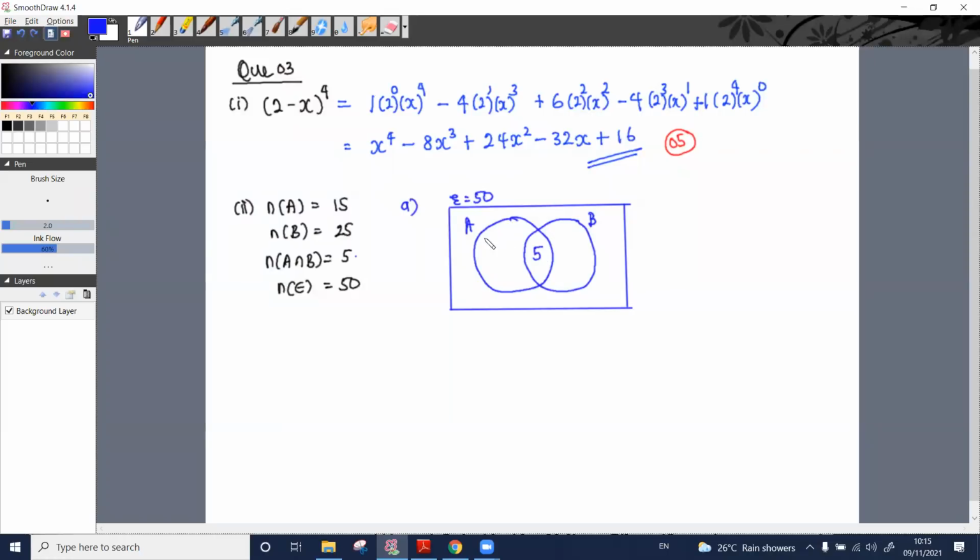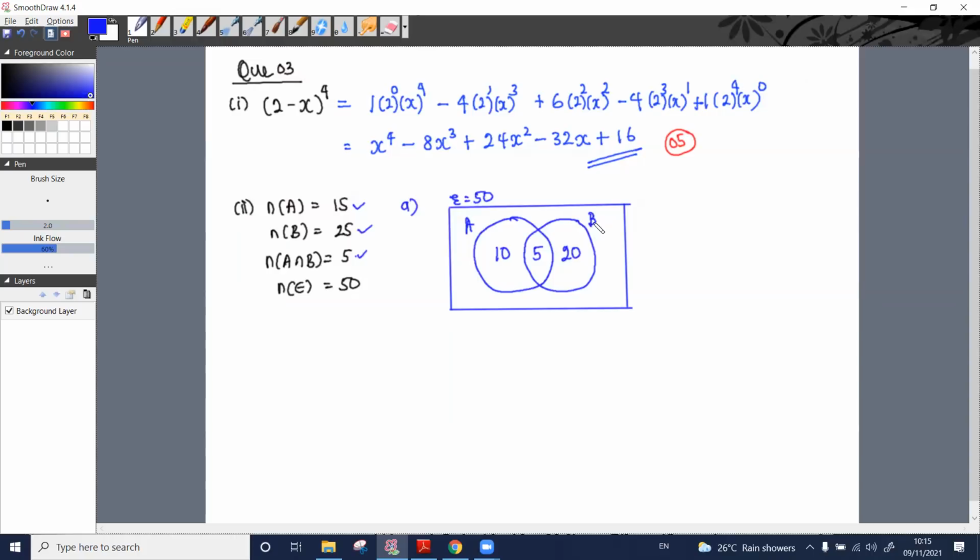So what should be the value here? A only. How many observations are there? That should be 10. Altogether it is 50. Right? Number of elements in set B is 25. B consists of these 2 parts. This part as well as this one. So this part consists of 5 observations. Then how many observations should be here? That should be 20.